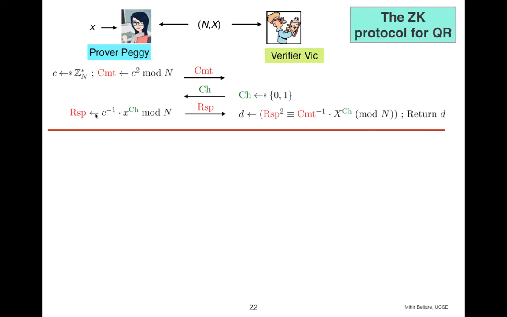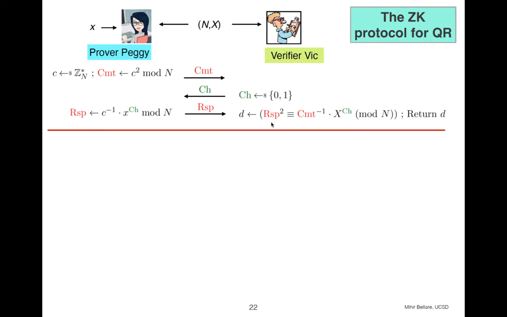And what Peggy does is she constructs this object. This thing here, inverted, times little x. What is little x? It's the square root of big X that she has as a private input raised to the power of the challenge. Now here she's using little x, so we would be worried that information about it is getting revealed. But she's also multiplying it by some sort of random other thing, and that's what will ensure that it isn't actually revealed.